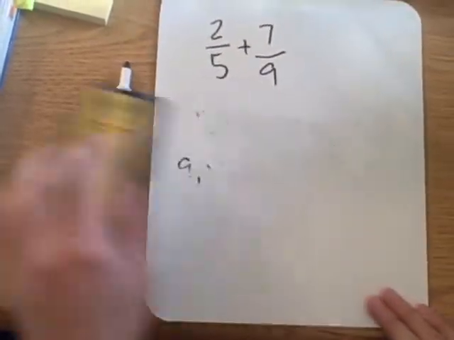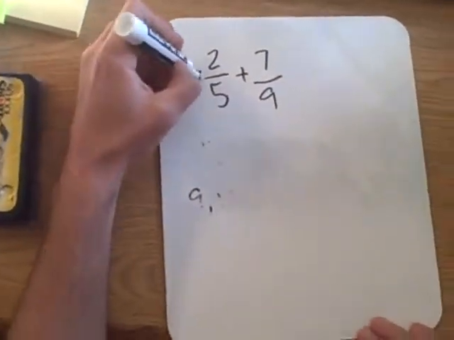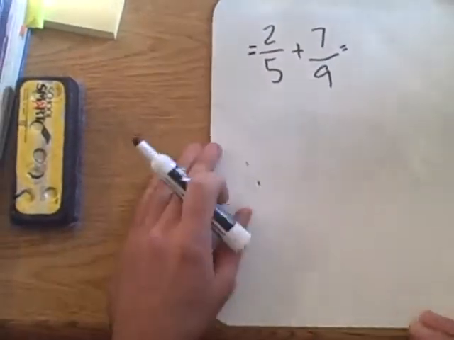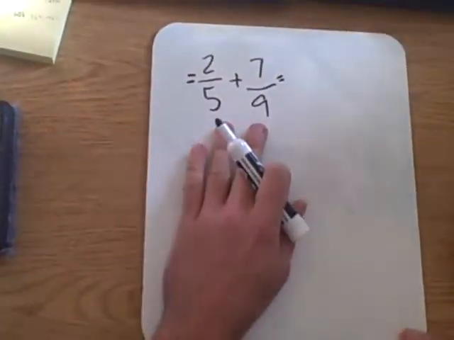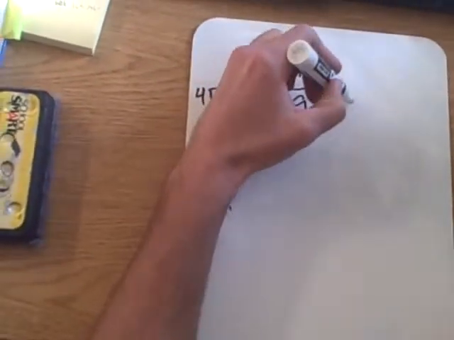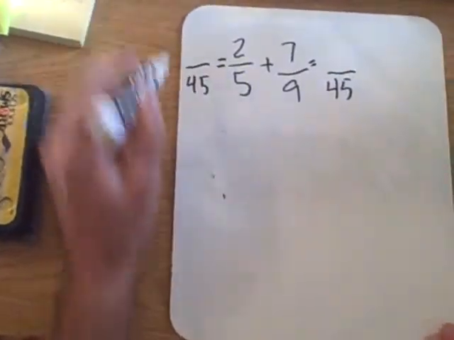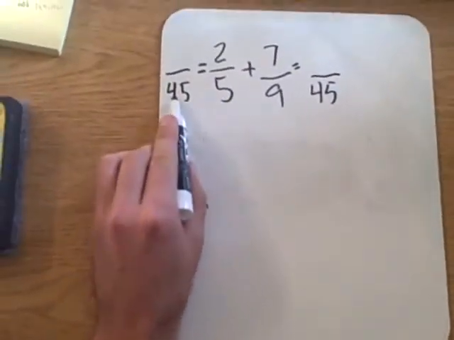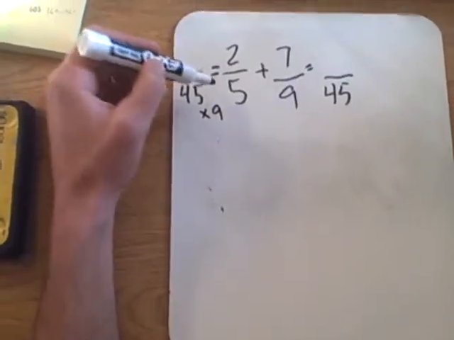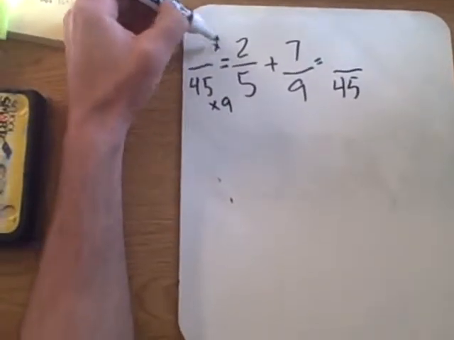45, remember that. So we're going to make equivalent fractions with the fractions that are already on our paper. So this is what we have. We're going to make equivalent fractions with 45 as the new denominator. How do I go from 5 to 45? I multiply by 9. Whatever I do to the bottom, I have to do to the top.